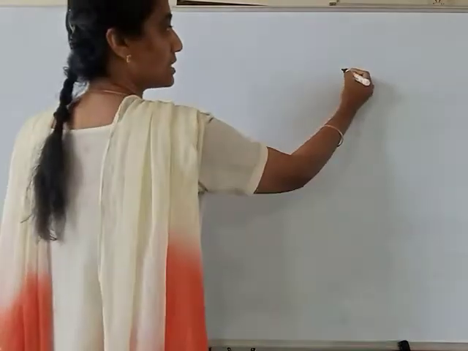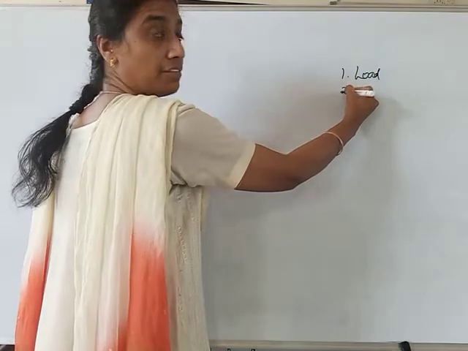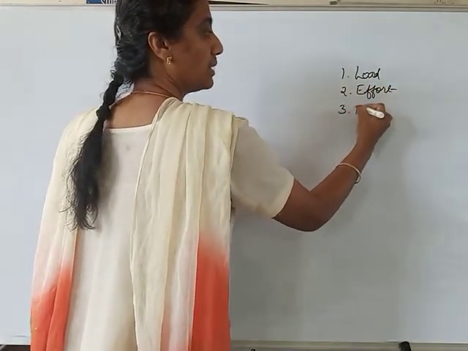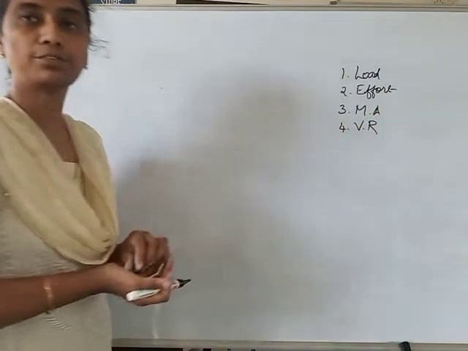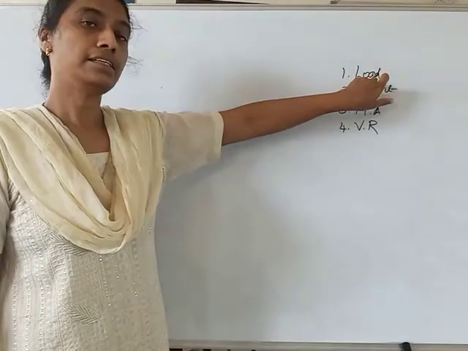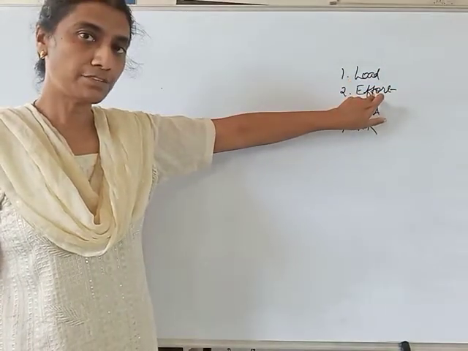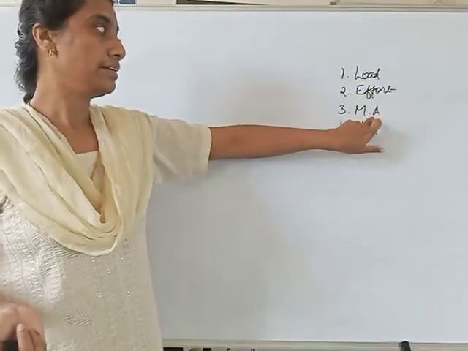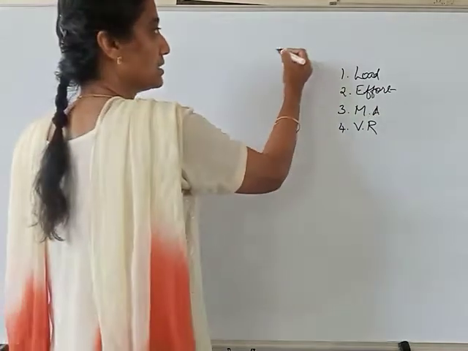So we were seeing about load, effort, then the third term, mechanical advantage, and the fourth term, velocity ratio. These are the four terms that we saw. So load is the resistive force that has to be overcome. Effort is the force applied on the machine to overcome this load, and then MA is mechanical advantage. That will come later.